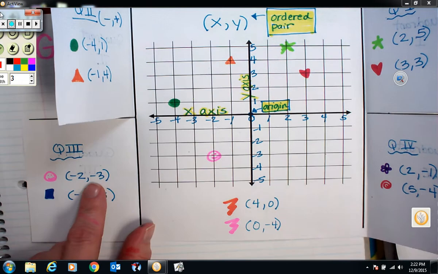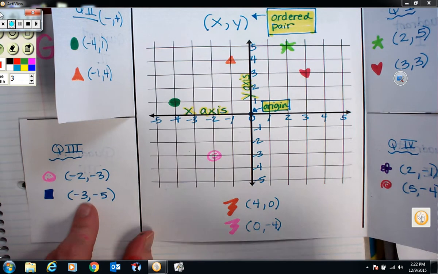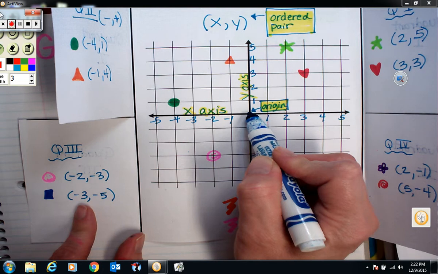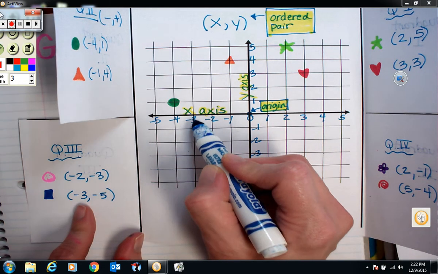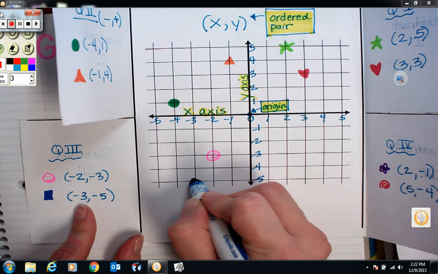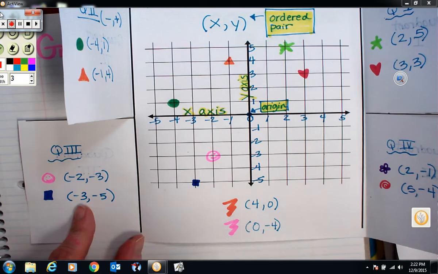I'm going to graph a blue square at -3, -5. So I'm going to start at the origin, move to the left to -3, and then down to -5 on the y-axis and draw a blue square at -3, -5.